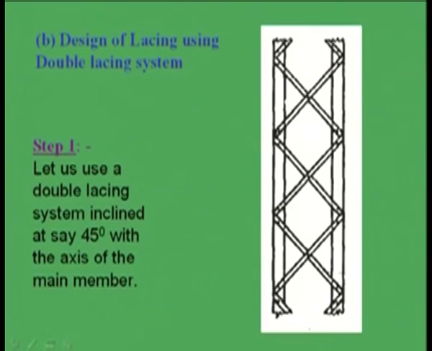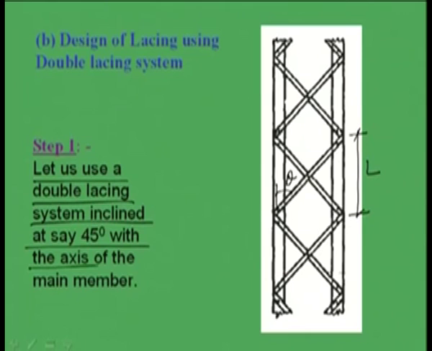So here L will become this one, right, this is L and this is theta, which we have to assume. In the first step, we assume that we are going to use double lacing system with a theta of 45 degree, that means the angle of inclination is 45 degree. Okay. In the earlier case we used single lacing system with 45 degree angle, here double lacing system but also 45 degree angle. Let us see what difference we are going to get, right.